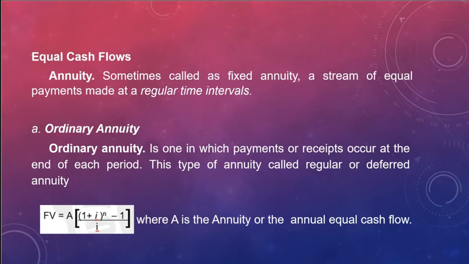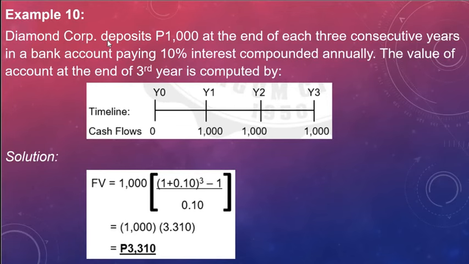So, let's have an example. Here, Diamond Corporation deposits 1,000 at the end of each of 3 consecutive years in a bank account paying 10% interest compounded annually. So the value of the account at the end of the third year is computed by, so ito yung diagram kung ano yung timing ng kanyang pagbayad ng 1,000. Here, nag-start siya year 0. So 1, 2, 3. Kasi sabi niya dito, magbabayad daw siya ng 1,000 at the end of each period. So dito siya nagbayad, at the end of each period. So dito mag-count ka ng 1, 2, and 3.